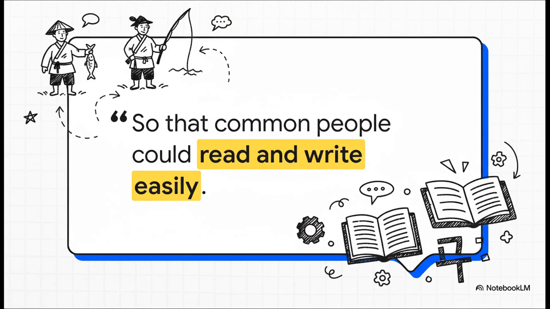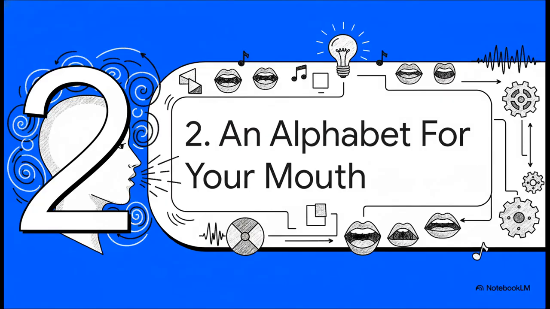And his mission statement? It was beautifully simple and really ahead of its time. He wanted an alphabet so easy that anyone, from a farmer in the fields to a fisherman at sea, could become literate without a struggle. It was truly an alphabet for the people. And you have to remember that core principle. It was built to be easy. So how did he actually make it so easy?